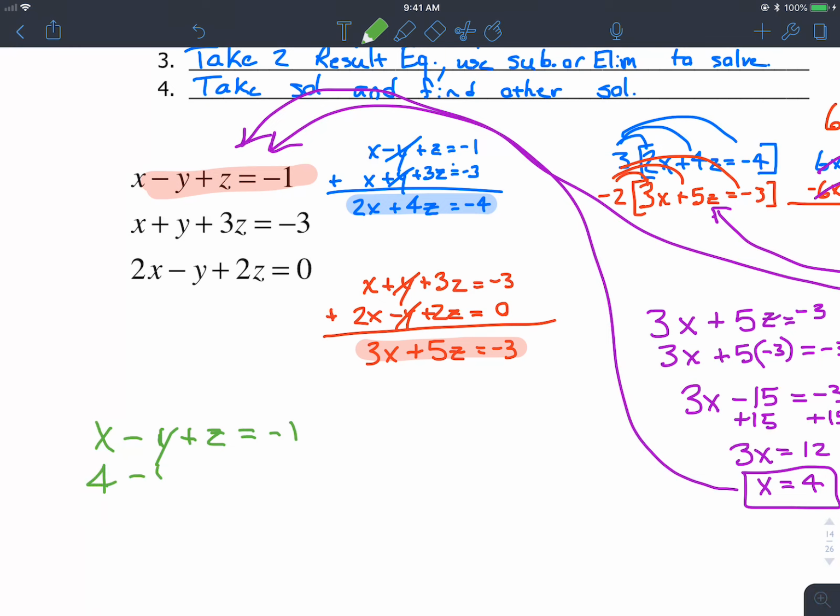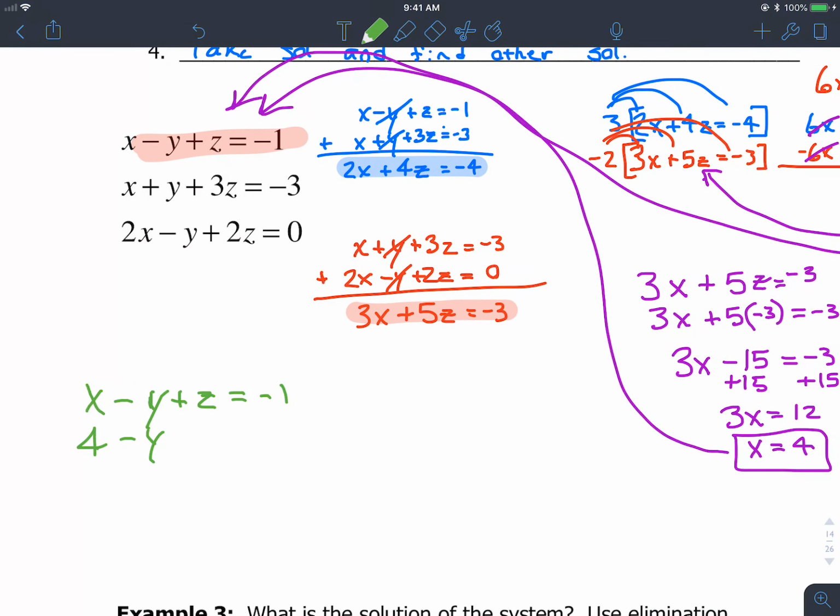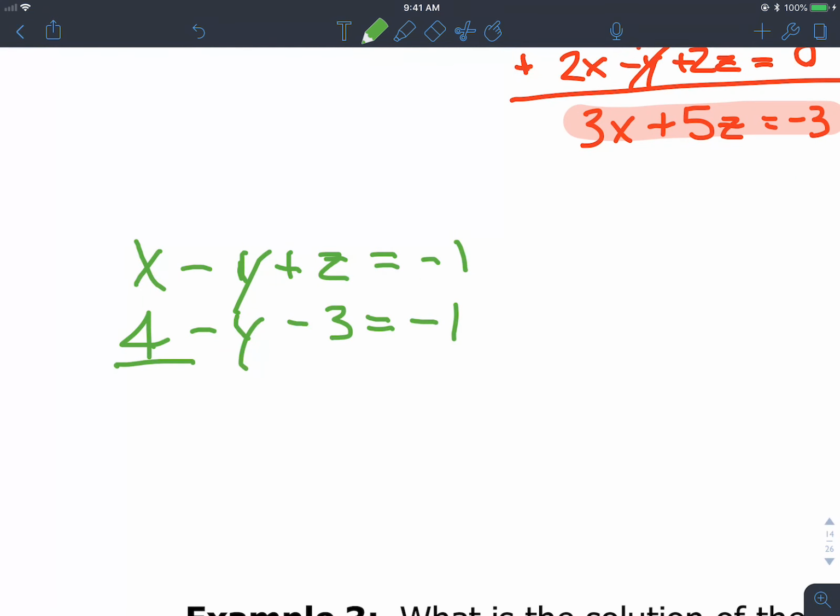So 4 minus y, we don't know what y is. And then z was negative 3. So minus 3 equals negative 1. And then combine your terms. You got 4 and negative 3. So that'll be positive 1. 1 minus y equals negative 1.